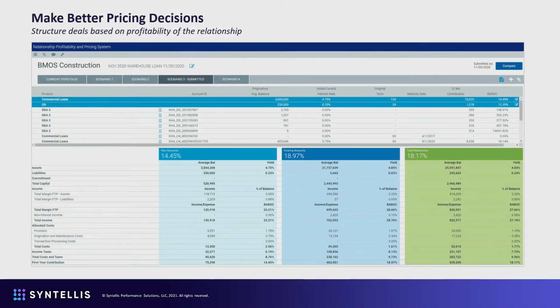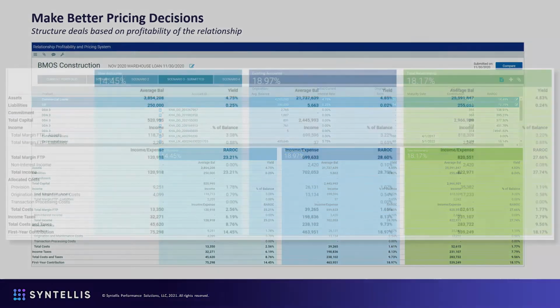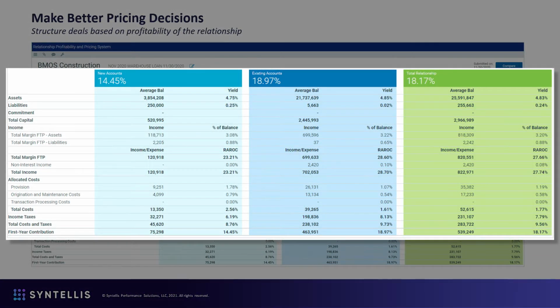So let's talk about structuring these deals and how we use that empirical information based upon the relationship to price accordingly. If you look towards the bottom half of the screen, we have our profitability statement for this relationship. And using RAROC as our profitability target metric, we can view the profitability for existing clients that we have for this relationship to start with. Then we can see the expected return isolated for just the new business being priced. And at the right, we can see the change for the total relationship based on if we were to accept this newly proposed scenario.